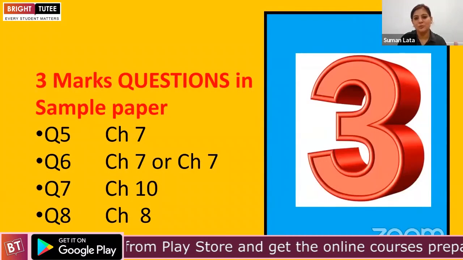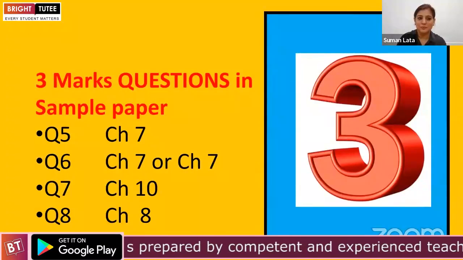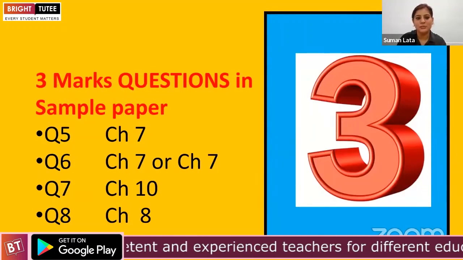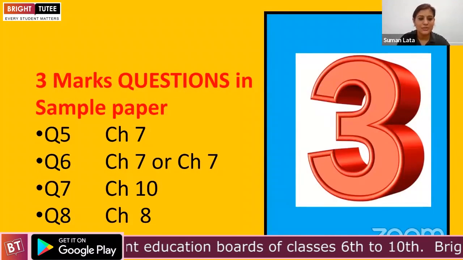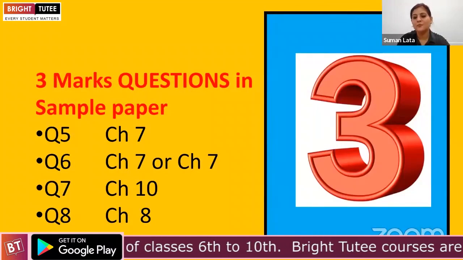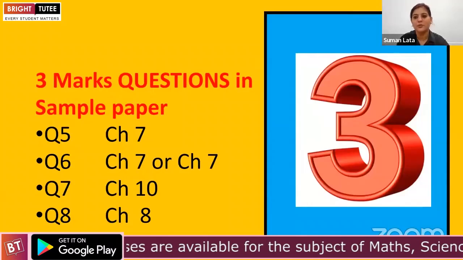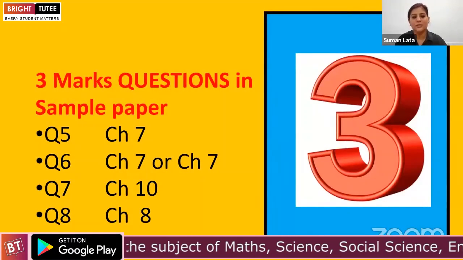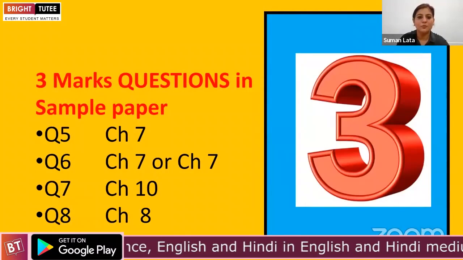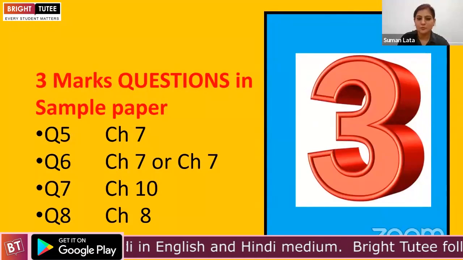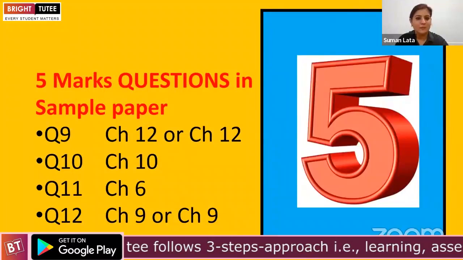Now the 3 markers: questions number 5, 6, 7, 8. Question number 5 is from chapter 7, and question number 6 from chapter 7. There is an option in question number 6. Option means internal choice, and the internal choice is from the same chapter. Students cannot leave a chapter thinking chapter 9 is difficult or chapter 10 is difficult, since internal choices are there. No, this is not possible because the internal choice is from the same chapter. Question number 7 is from chapter 10, question number 8 from chapter 8, as per the NCERT.